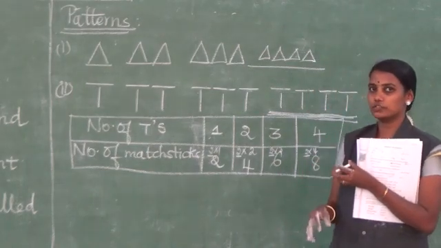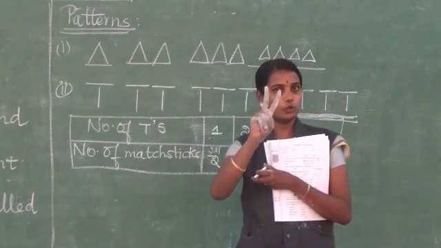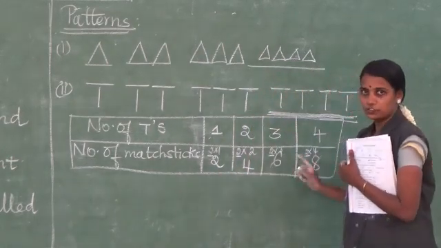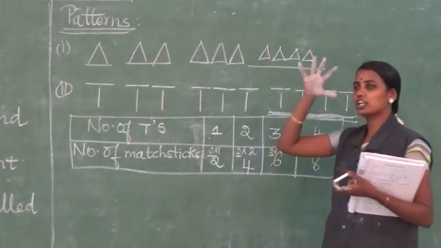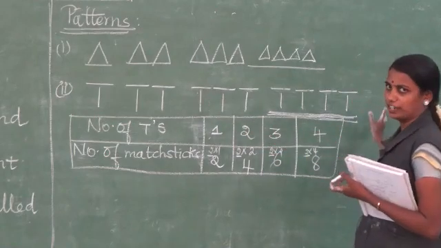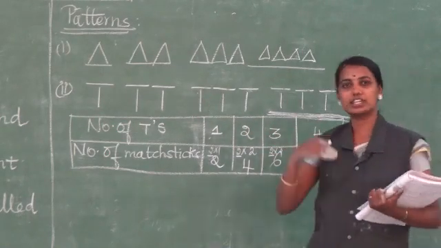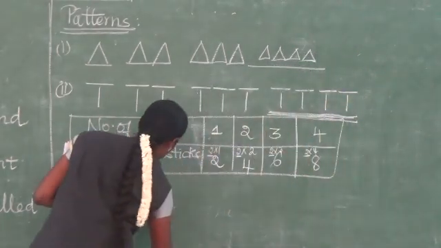How come it's fixed? Because we are making 1T with 2 matchsticks. So the 2 is a fixed one. So we can go for the general form. For finding 30 T's, can you draw and find out the matchsticks? No. So how will you find out? You find the general rule. General rule.